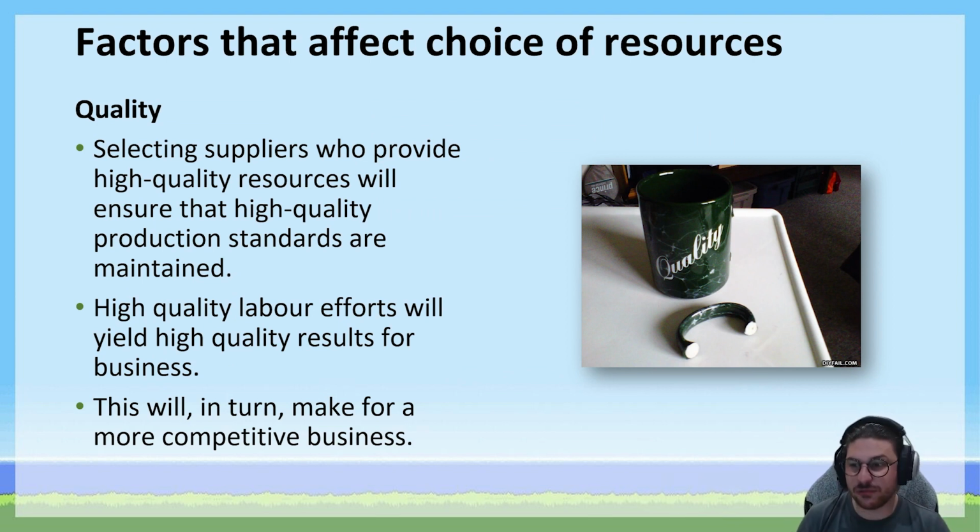When it comes to choosing resources of any kind, the first thing you need to think about is the quality of those resources. High quality resources are going to help you produce high quality outputs. High quality labor efforts are going to produce high quality outputs. As long as you have high quality inputs, high quality resources, you can expect to be producing high quality products or delivering high quality services. That in itself will make your business more competitive.